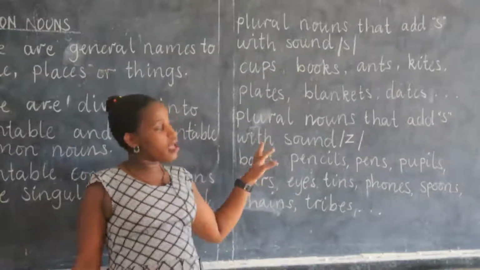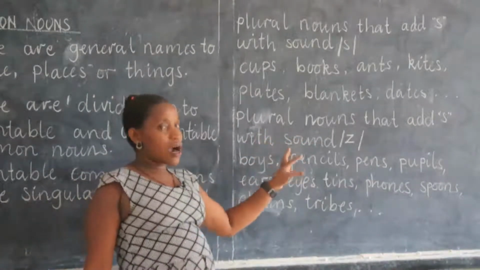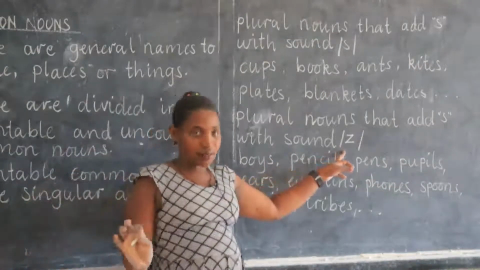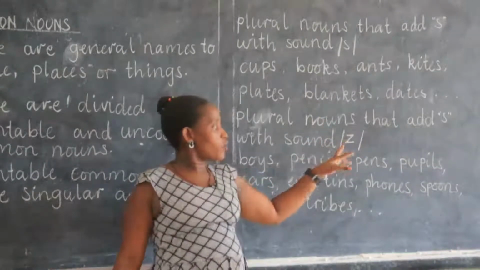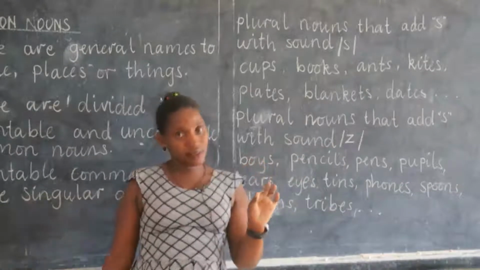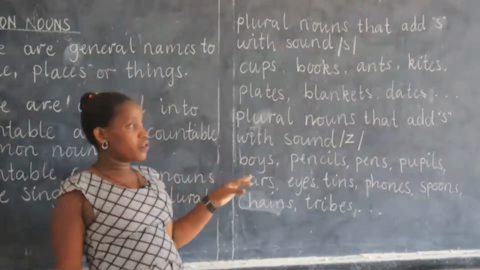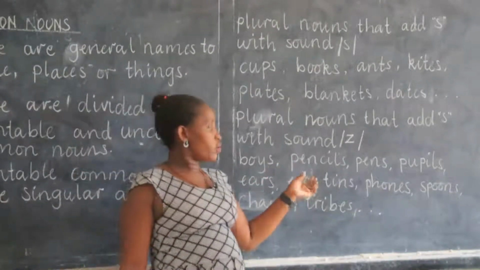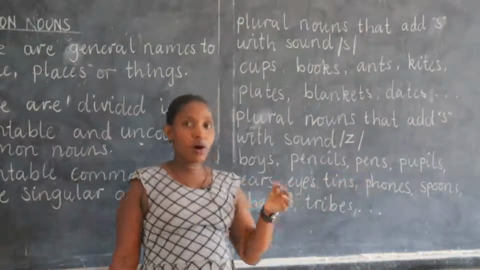And then we say plural nouns that add s with the sound z. Now the sound is z. Here we are saying they add s, but when you're pronouncing them at the end, you'll hear sound z. For example, we have boy, then it will go for boys. We have pencil, it will go for pencils. Pen, it will go for pens.